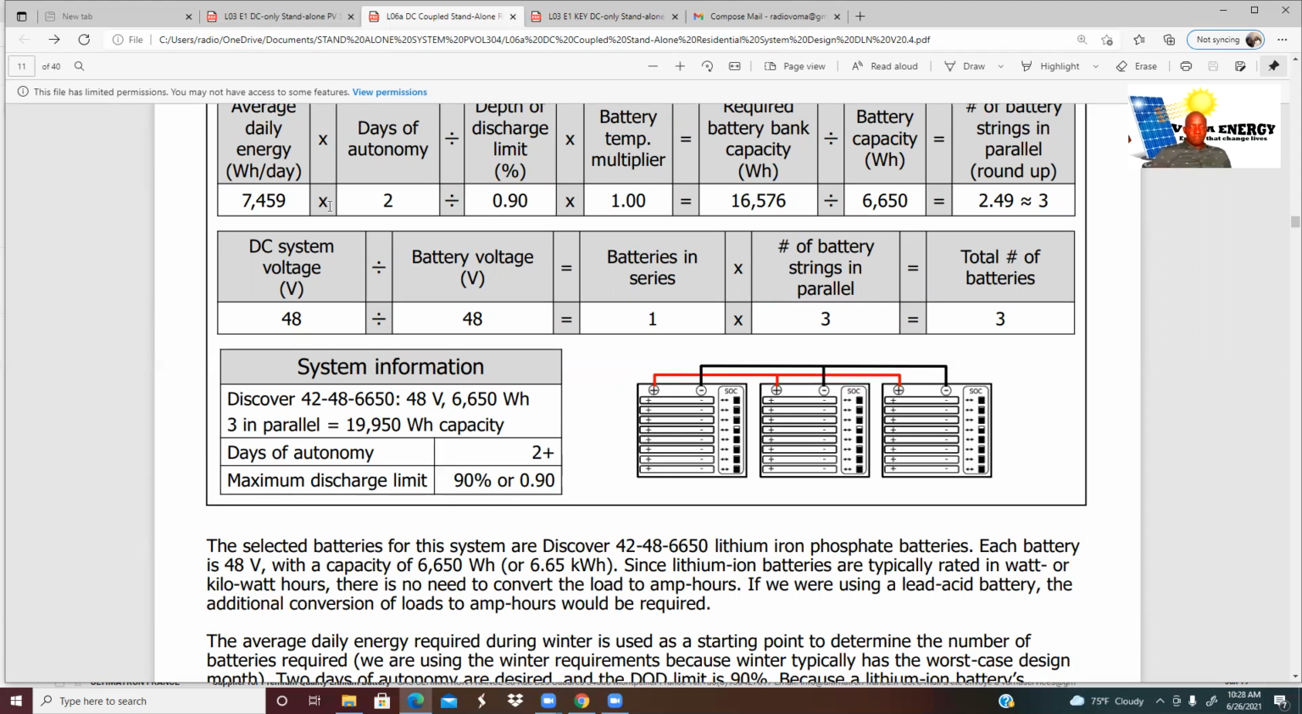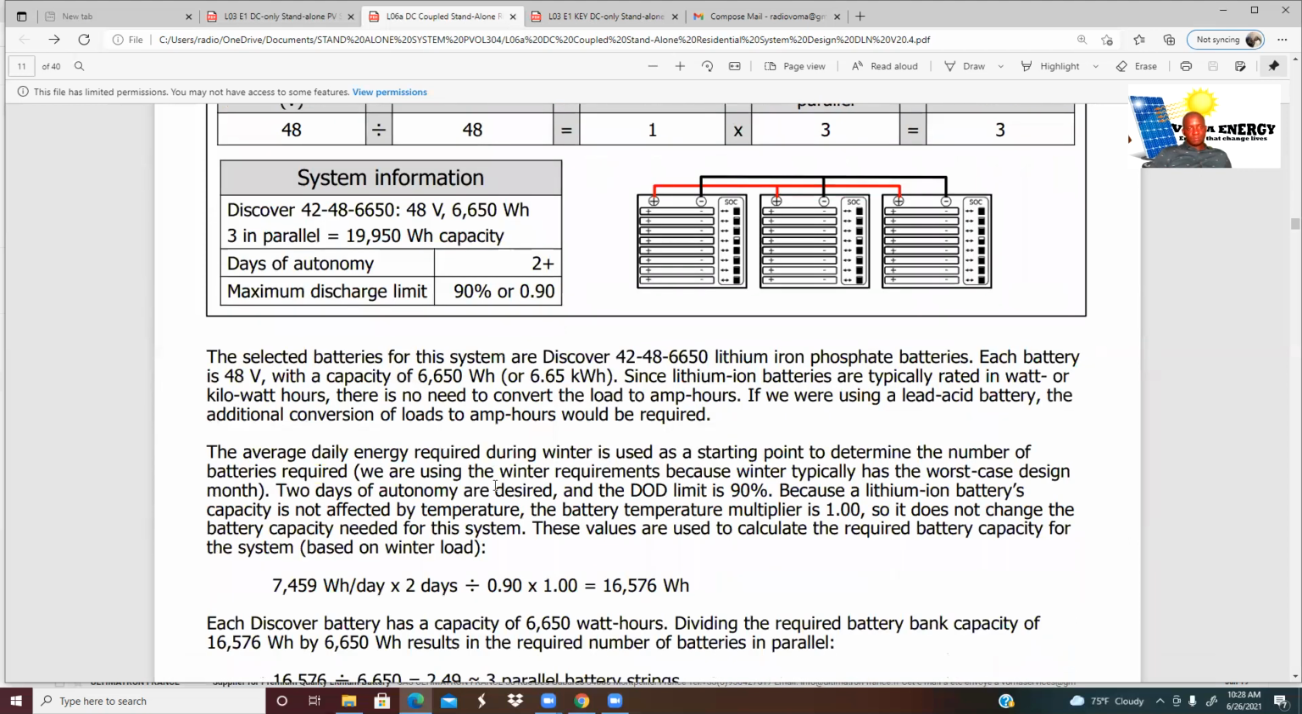If you look at the system information, now we have the Discover 48 volt, 6,650 watt-hours battery. In parallel, that equals 19,950 watt-hours. The days of autonomy is 2 days. The maximum discharge limit is 90%.